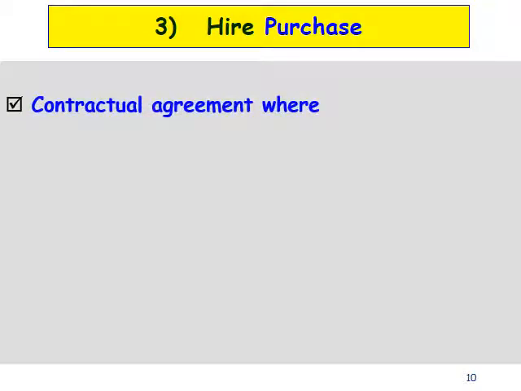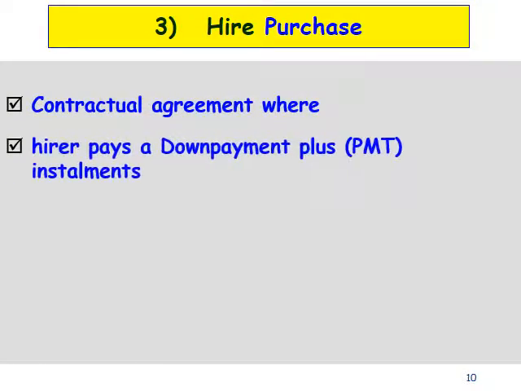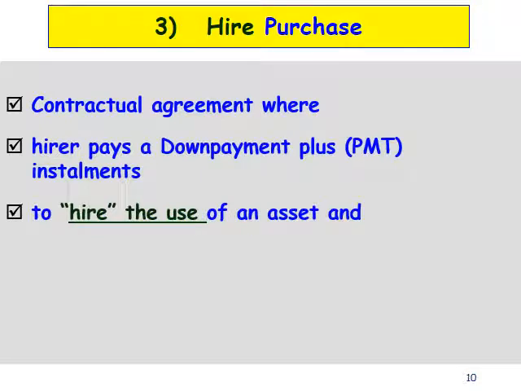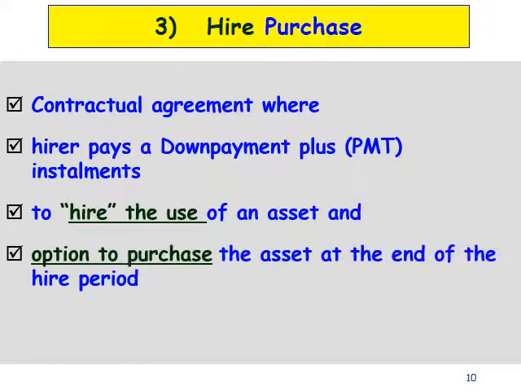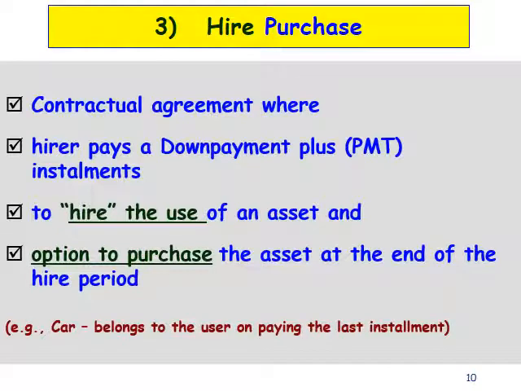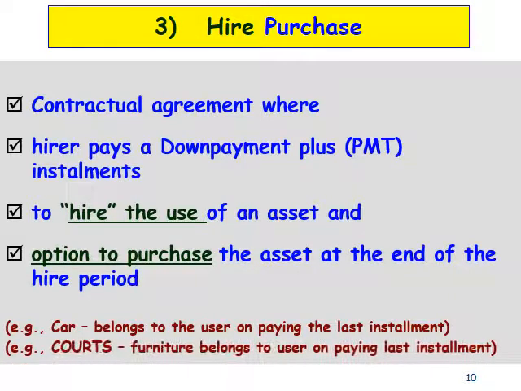Hire purchase is a contractual agreement where hirers pay a down payment plus installments to hire the use of an asset, with the option to purchase the asset at the end of the hire period. For example, a car or cots and furniture belong to the user on paying the last installment.